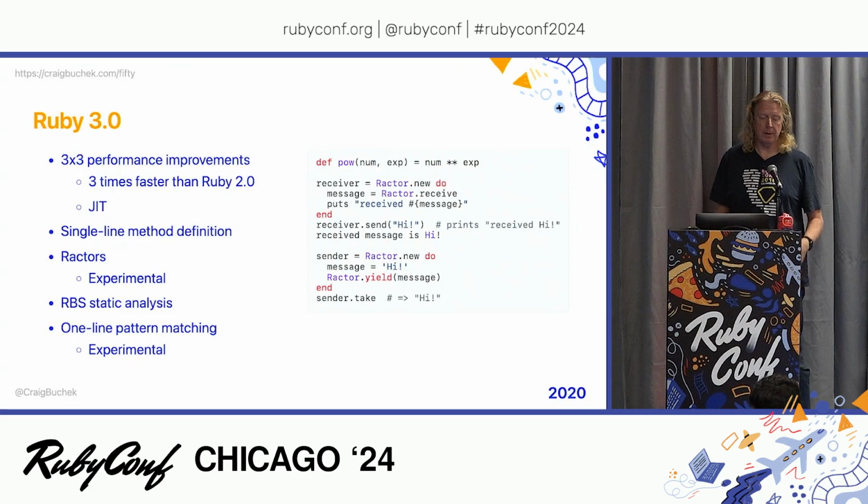Ruby 3.0, the 3x3 performance improvements. The goal was to make Ruby 3.0 3 times faster than Ruby 2.0. And most of this was adding a just-in-time compiler. They also added the single-line method definition, which I'm really digging because most of my methods are one line, and I like to keep it that way. And Ractors were introduced experimentally. Apparently, they're still working on that to make them really good. Static analysis, and one-line pattern matching.